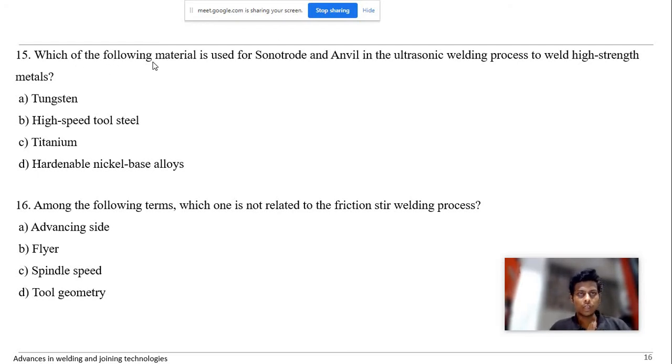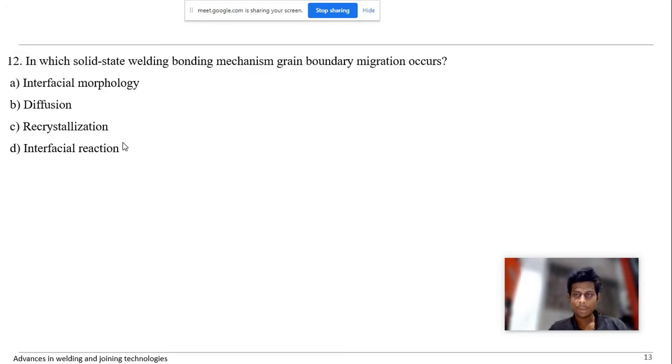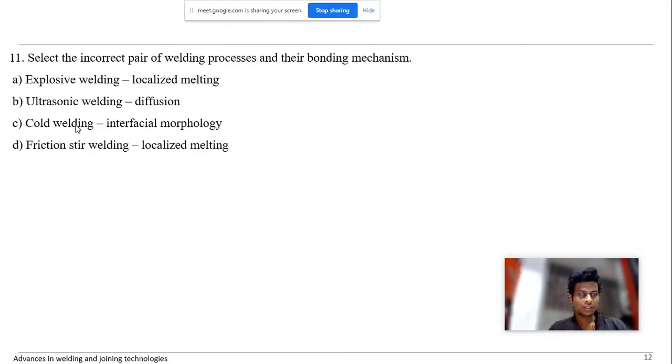Which of the following material is used for sonotrode and anvil in the ultrasonic welding process? One more thing, I thought these were discussed in the class, so I didn't keep those slides and also the figure. So next class I will keep them, if possible. Sorry for that.